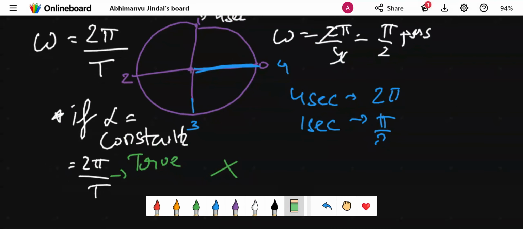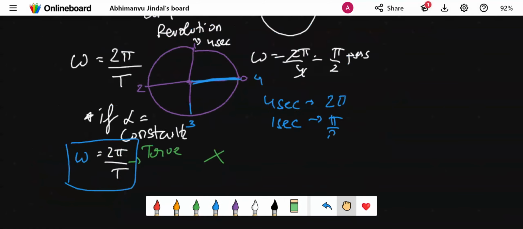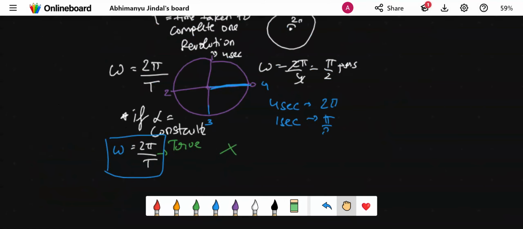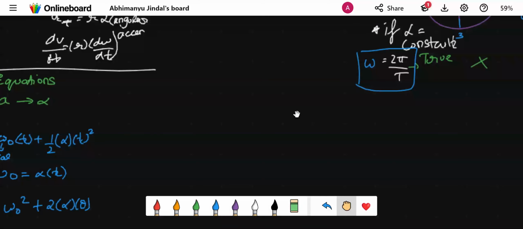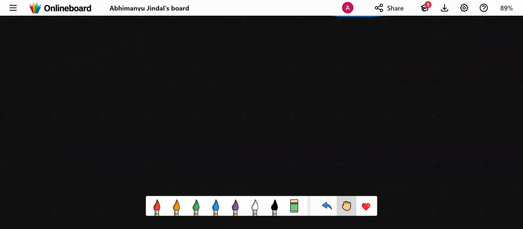What if alpha is not constant? Keep this in mind. Keep the formula in mind, because I've used this a lot in PYQs. Trust me, I've used this same thing more than 7-8 times in PYQs. Okay, now let's go into this concept, which is very, very, very important.